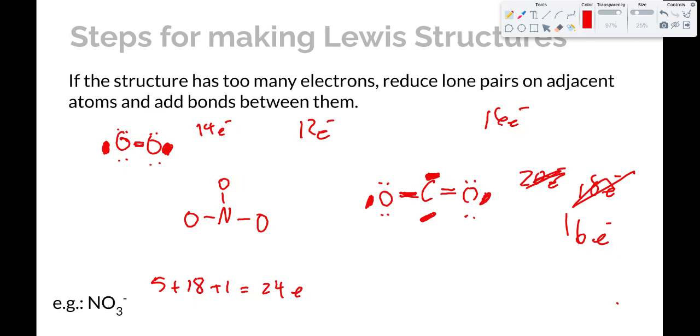Fill octets, so that's going to be 2, 4, 6, 8, 10, 12, 14, 16, 18, 20 in lone pairs, and then the bonds make 22, 24, 26 electrons. So this structure has too many electrons, and we'll have to reduce our overall count. We'll have to pick an oxygen, probably doesn't matter which one, and the central nitrogen, take a lone pair away, put in another bond, and now our count goes down to where it's supposed to be.